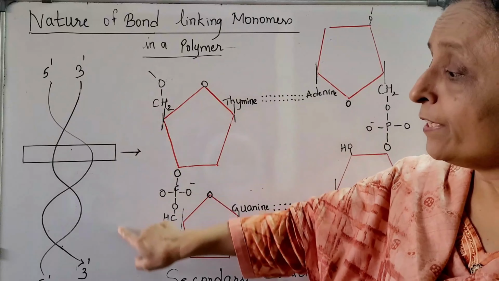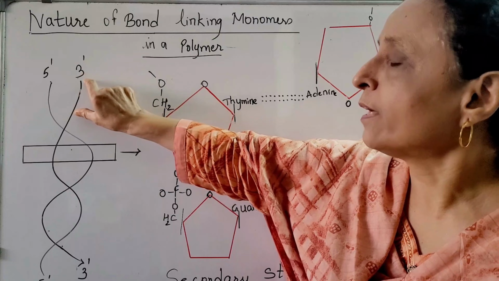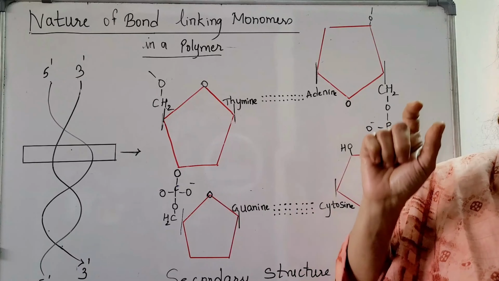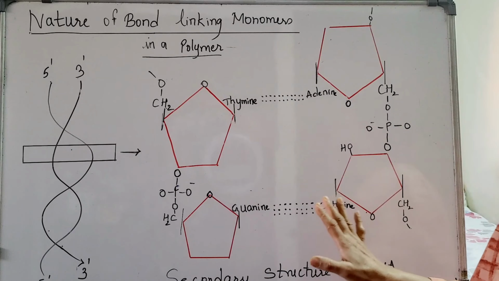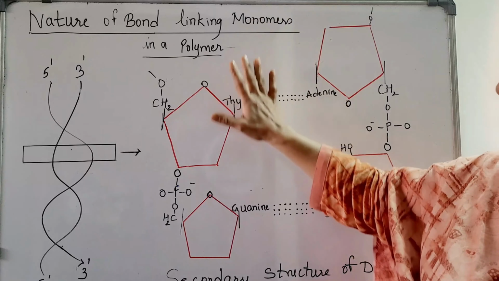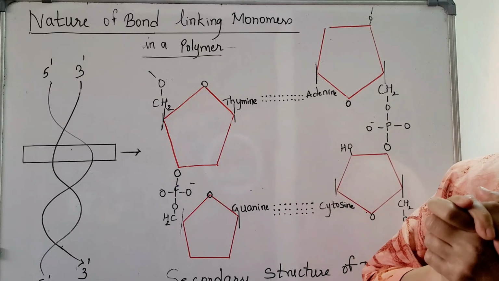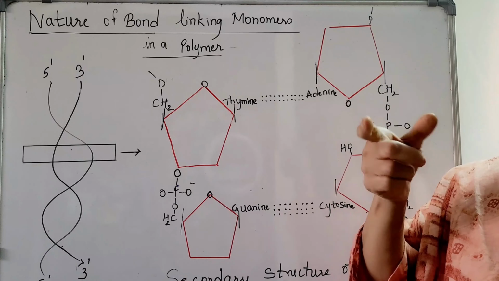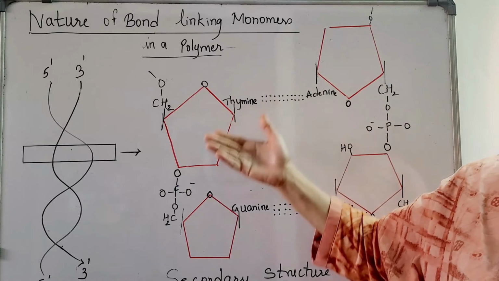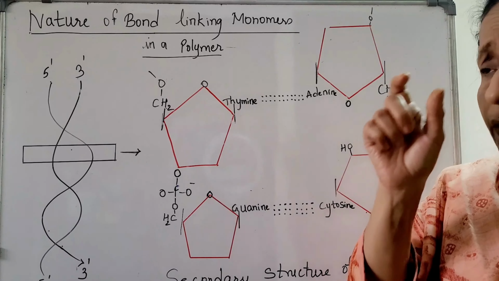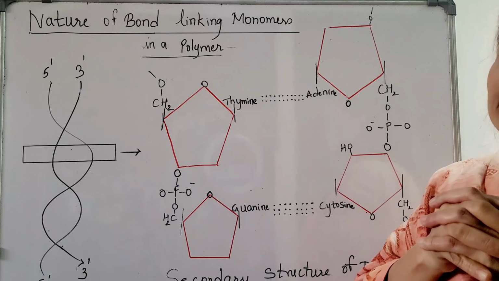Now the whole pitch is 34 angstrom and one nucleotide pair will be 3.4 angstrom. So this is the structure which is formed by the bonding. The monomers become polymers by the bonds which are formed. The bonds, for example, are glycosidic bonds, diester bonds, and peptide bonds. They link monomers to form the polymers.